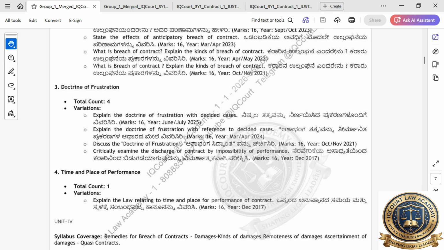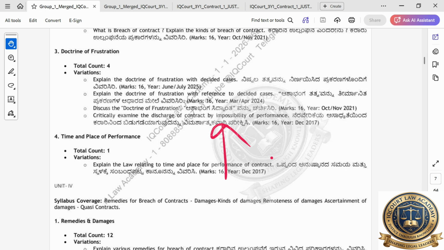Critically examine the discharge of contract by impossibility of performance. This is very, very important. You will ask a question like this only. You will definitely ask like this.